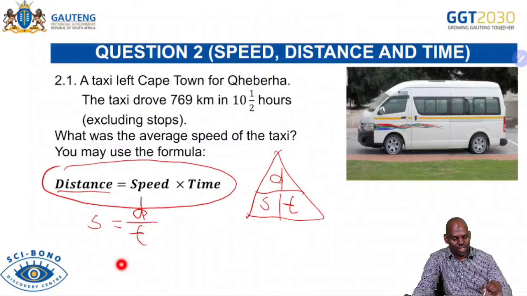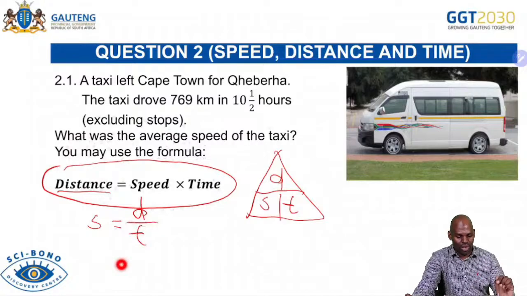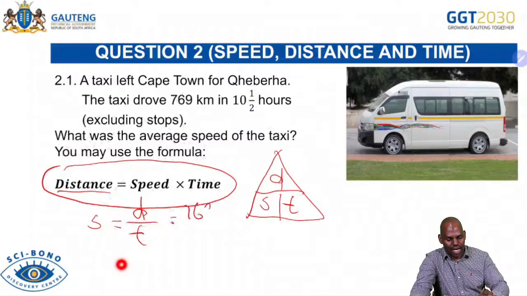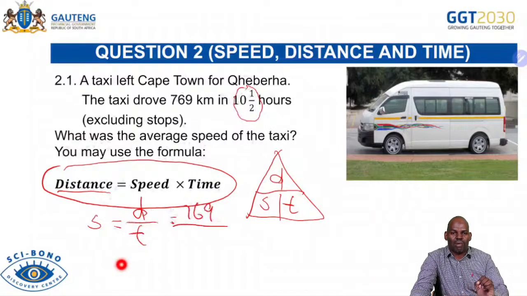So it means in this case, the examiner was only trying to play you. They wanted to check if you know that this formula must be changed. And if you know this, then you'll be able to do all the calculation. Okay, then our distance is 769 kilometers. We divide by 10 and a half, 10 and 1 over 2. If this is given as a mixed fraction, it's much easier to work with decimal fractions.